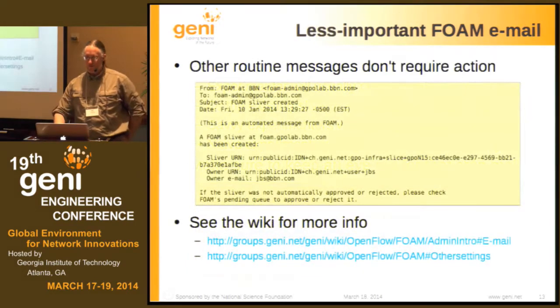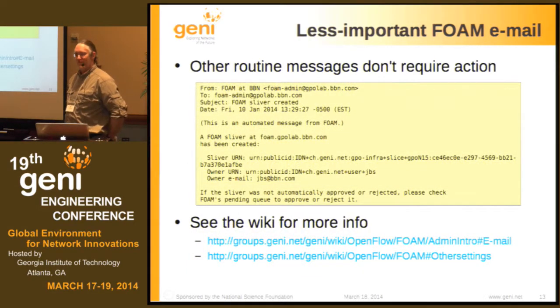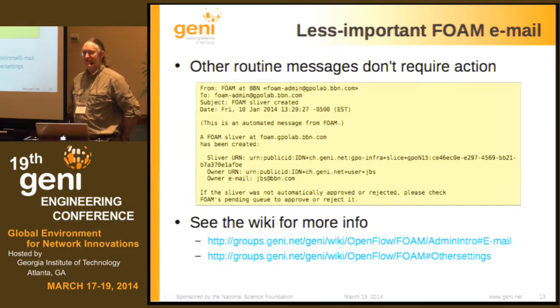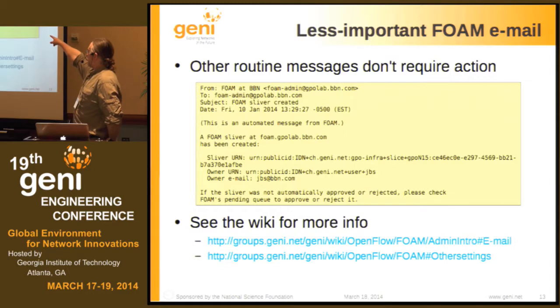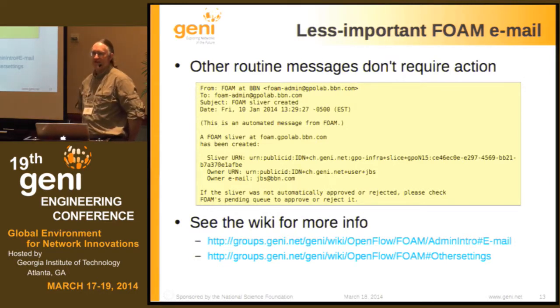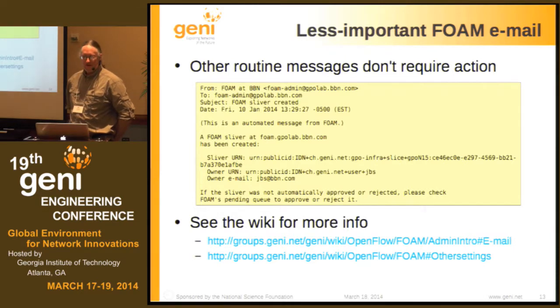Less important FOAM email is the routine messages that don't need you to do anything. This is just FOAM notifying you that things are happening. Here's an example of that in this yellow box, saying that someone created a FOAM sliver, and here's its ID and so on. And it mentions at the bottom, if it wasn't automatically approved, go check and see what's in the queue. The wiki has more info about how to actually go in and approve things or disable things.